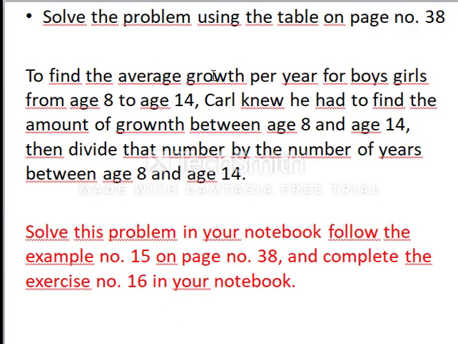Now you are going to solve this problem in your notebook. Write the problem in your notebook. It's not in the book. You have to write it in your notebook and then solve this problem following the steps that we just did right now, and complete page number 38.